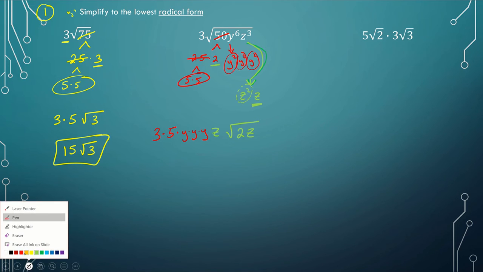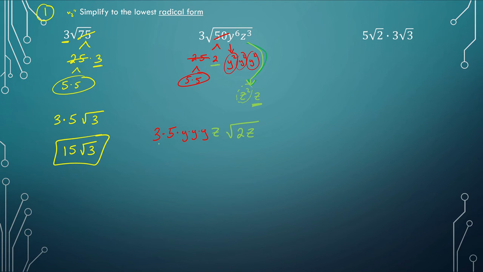And on the outside, we got a little simplifying to do. So 3 times 5 is 15. 1, 2, 3 y's multiplying against itself is y cubed. And then that z, and inside the square root we have 2z. And so that is what that simplifies down to.